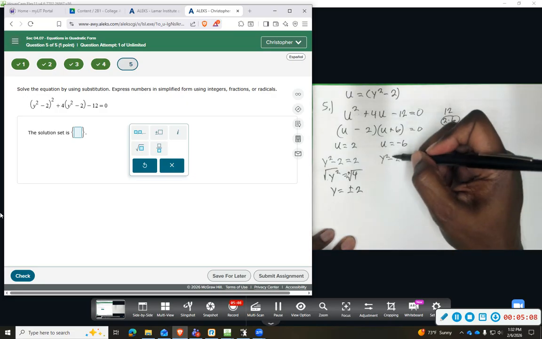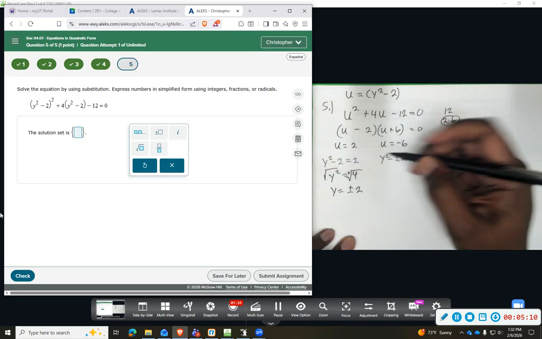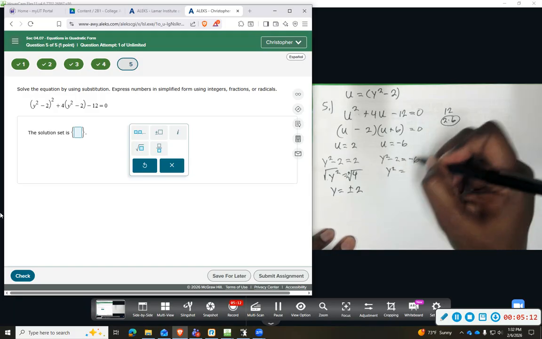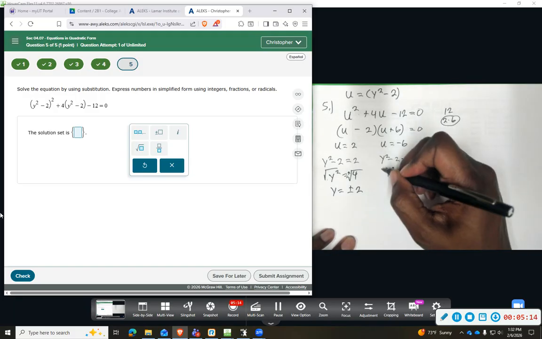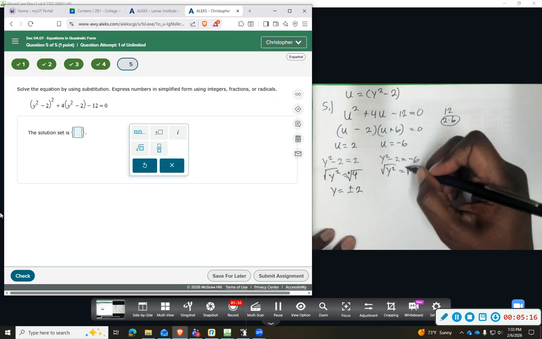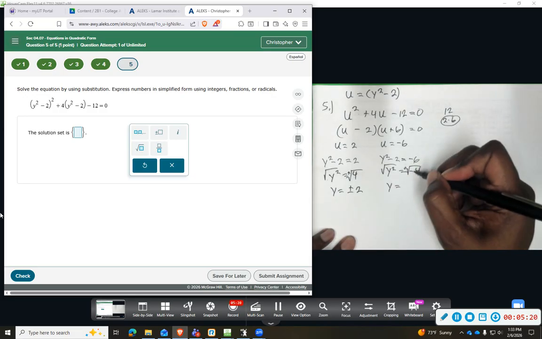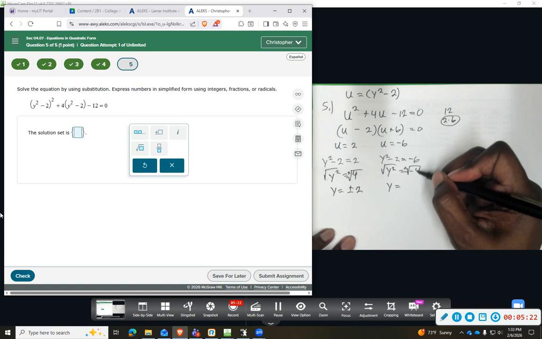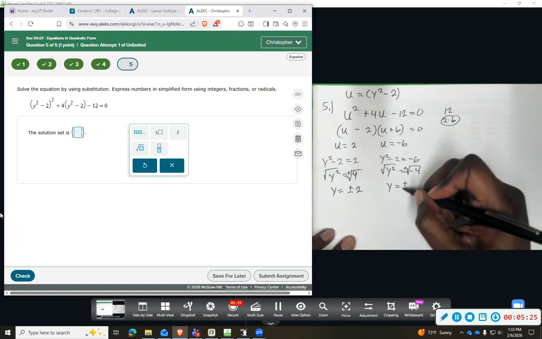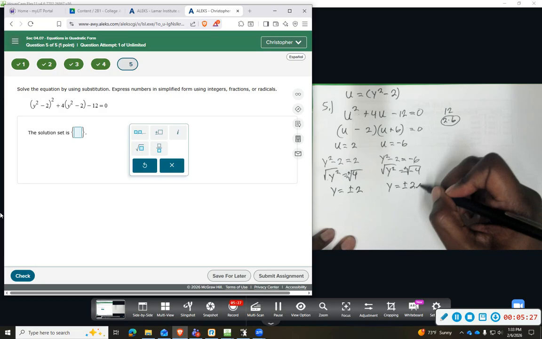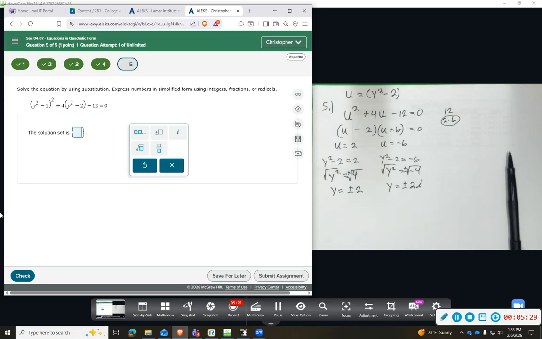And this one we will add 2. Y squared equals a negative 4. Take the square root of both sides, plus or minus, and we get y equals, now since this is negative, it's going to be imaginary. Square root of 4 is 2. Positive or negative 2i. So positive or negative 2 and a positive or negative 2i.